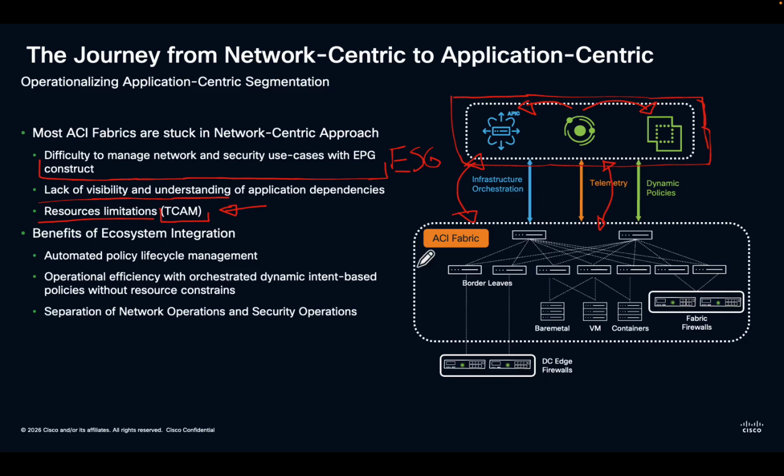So the benefits of this ecosystem and platform integration are, first and foremost, to automate the policy lifecycle management. With Secure Workload, we can get the telemetry from the network and discover those policies that you can push either directly to APIC, the ACI manager, or to Secure Firewall if you need, or even use Secure Workload if you want to use agents or enforcement directly at the workload level. And this policy lifecycle management is intent-based, so it's in human language. You don't need to worry about any networking construct.